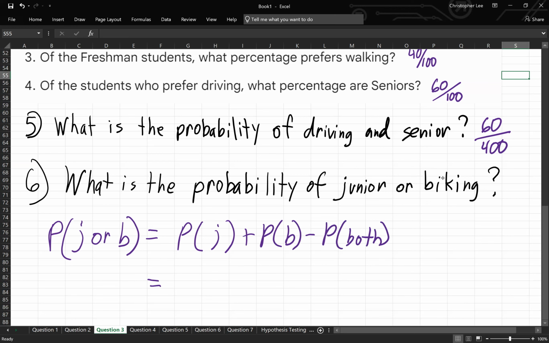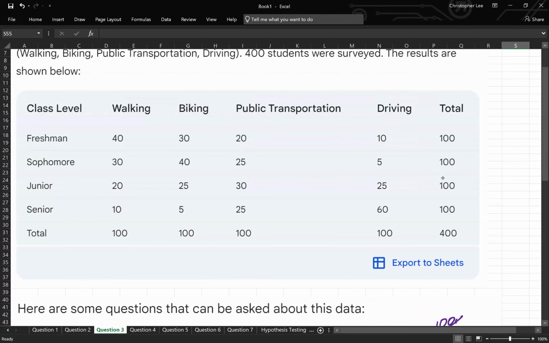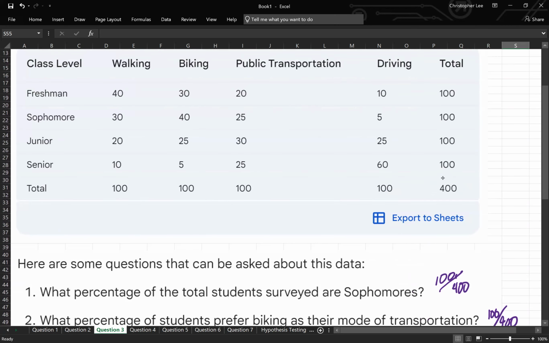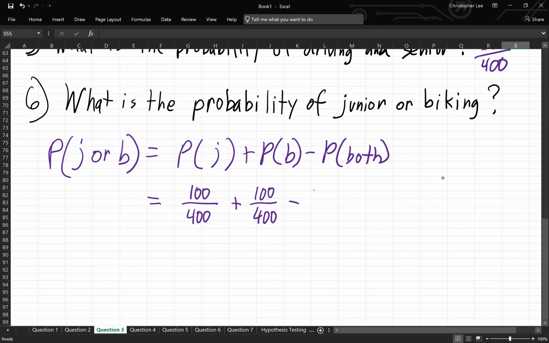Okay, so what's the probability of being a junior? 100 over... Perfect. And then what's the probability of biking? What is it? 100? Oh no, I gotta check. I don't remember. Yeah, you're right. 100 over what? Very good. Now, what is the probability of being a junior and biking at the same time? So I heard 25. Good. So that's 25 over 400. Very good.